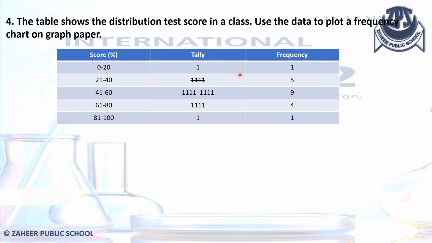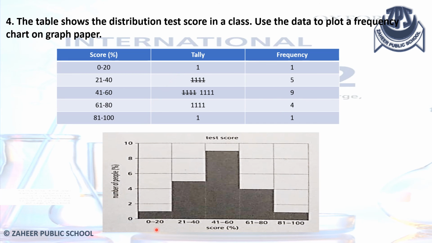Okay. Now you have to plot this graph with the help of this frequency. How will you plot this? Again, similarly, you have to write down the score percentages: 0 to 20, 21 to 40, 41 to 60, and 61 to 80, and so on. And here the frequency, the number of people, is 0 to 4, 6, 8, and 10.